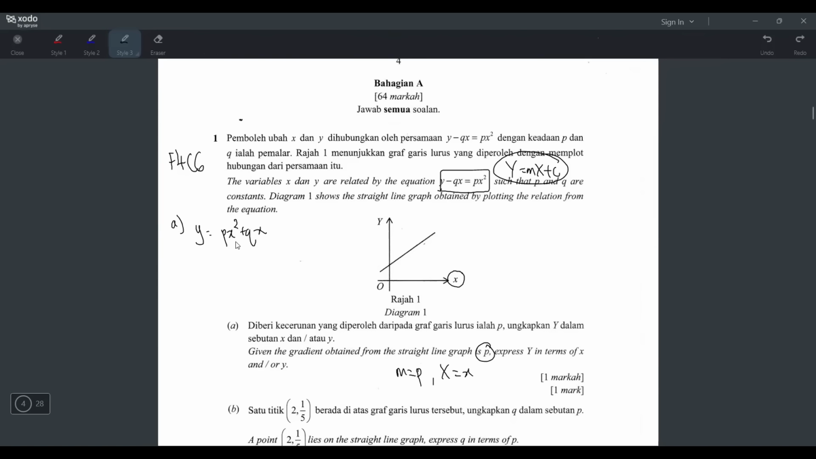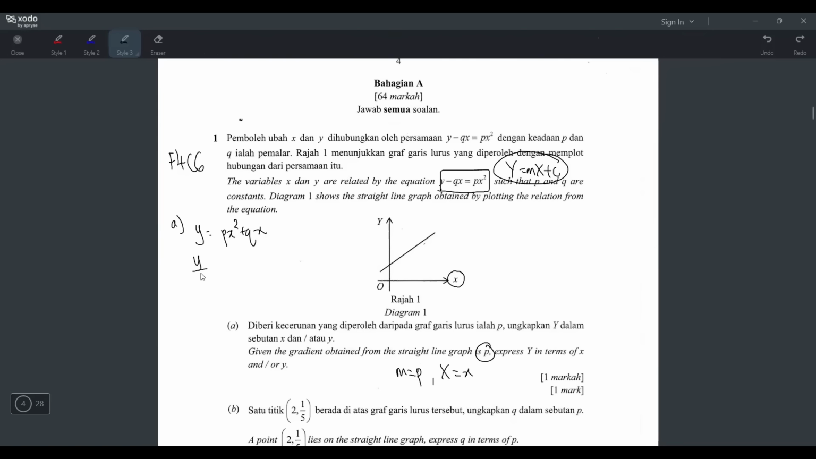So you can see now the x appears two times. So you have to either get rid of this x, or maybe get rid of this x squared. But of course, if you want the gradient to be p, and you want the x-axis to be x, you should get rid of this x. That's why I say divide by x.